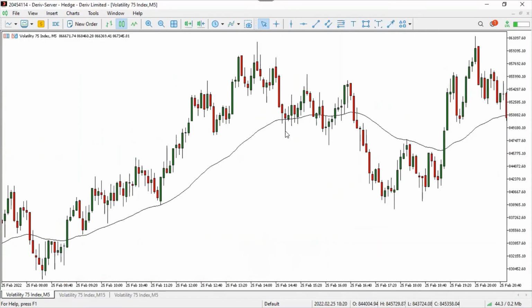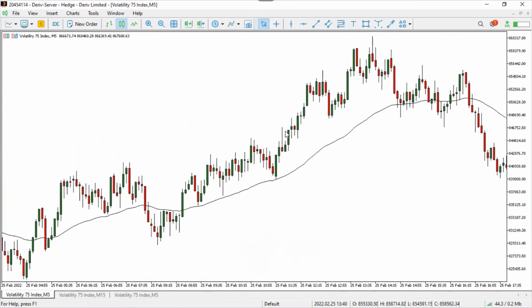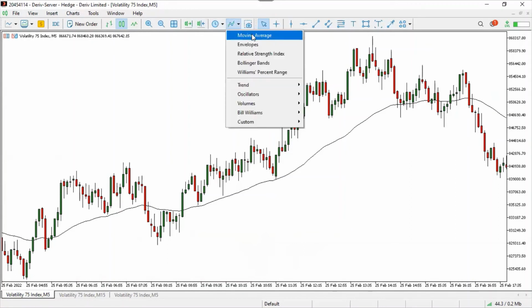Because this is a short-term trading style, that's why we use the moving average 50. The next one we have to install is moving average 21.